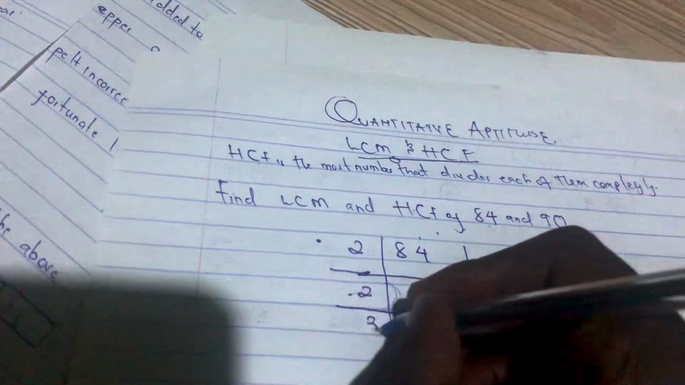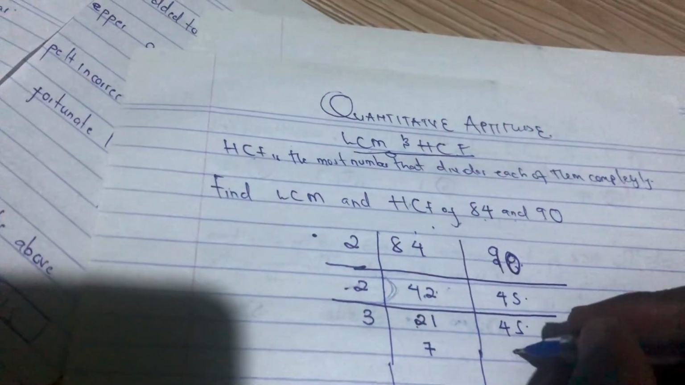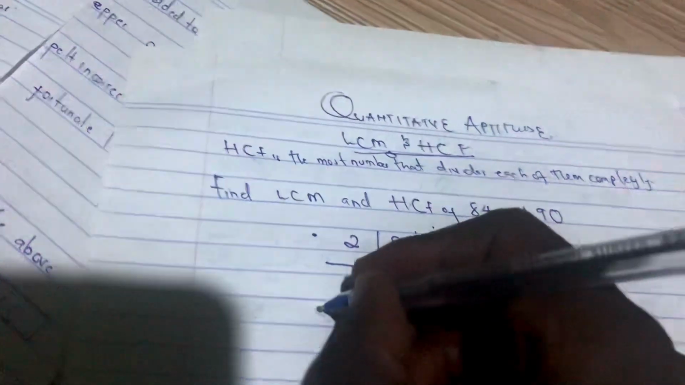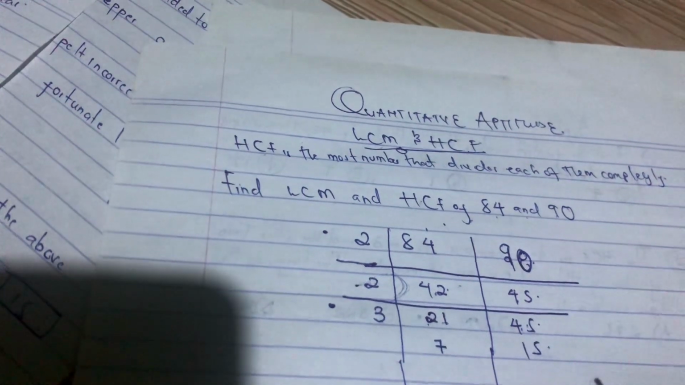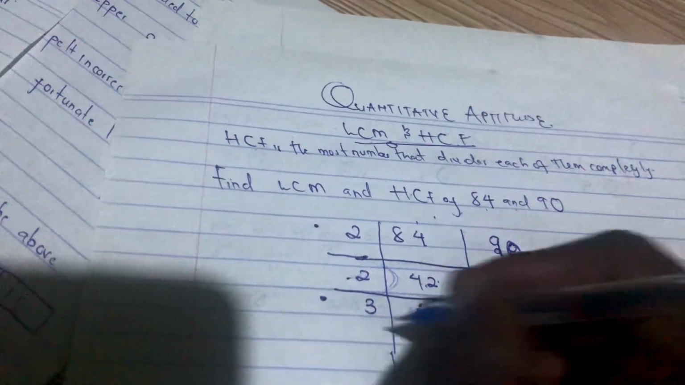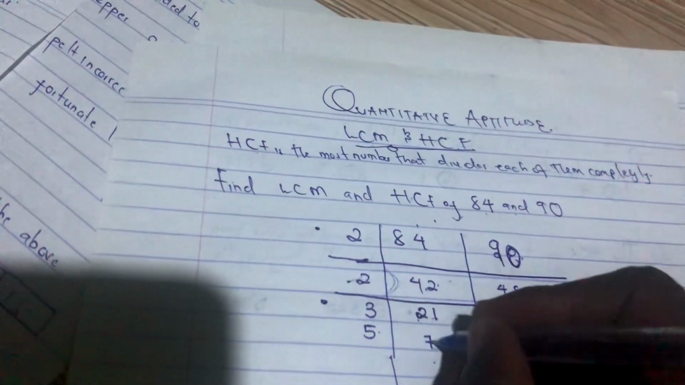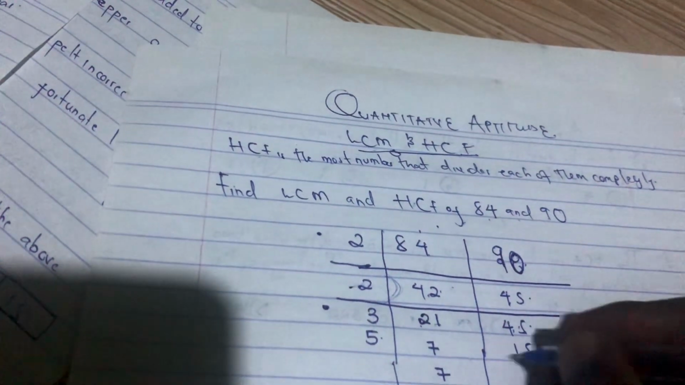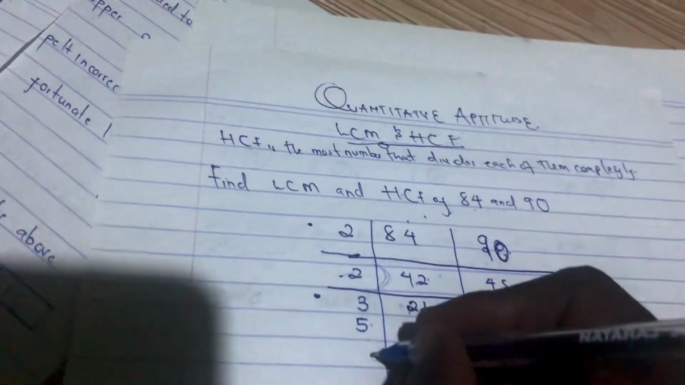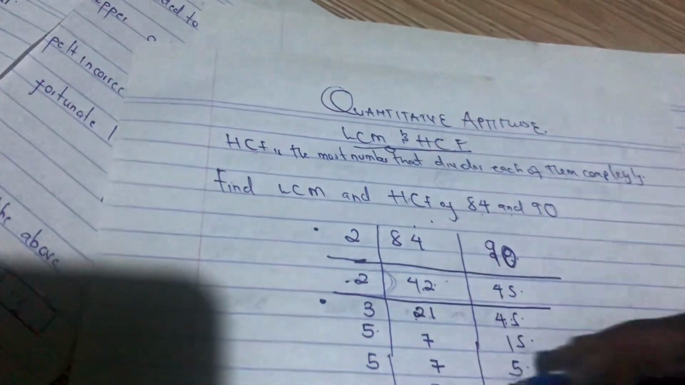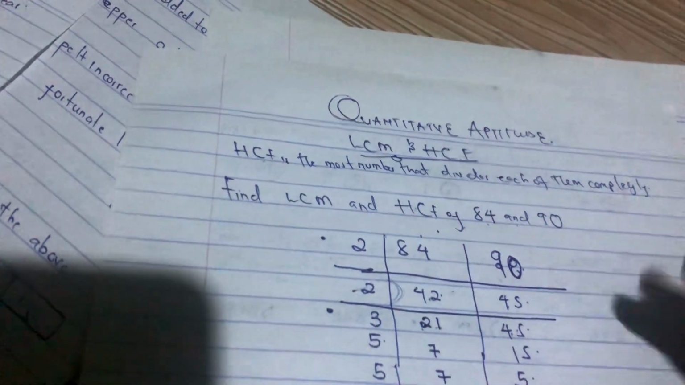Then let's continue to 3. 3 can divide 21 to give 7, and 3 can also divide 45 to give 15. So 3 will also be part of the highest common factor because it can divide both of them. Are we together? Let's continue. The next one is 5. 5 can't divide 7, so it remains 7. But 5 can divide 15, so we get 3. Then by 5, 7, 1, and then by 7, 1, 1.